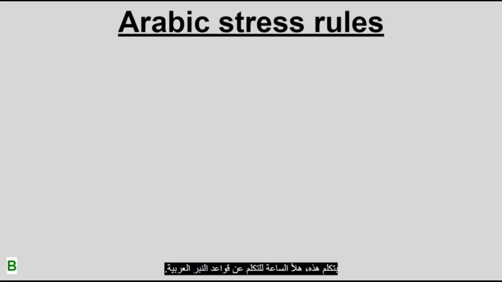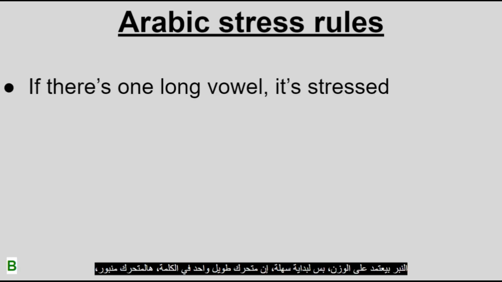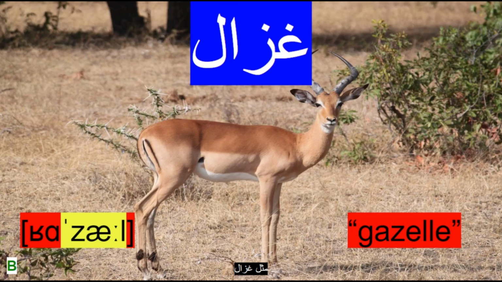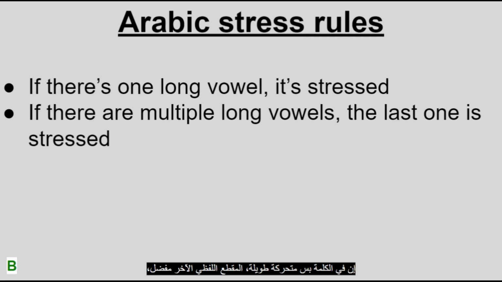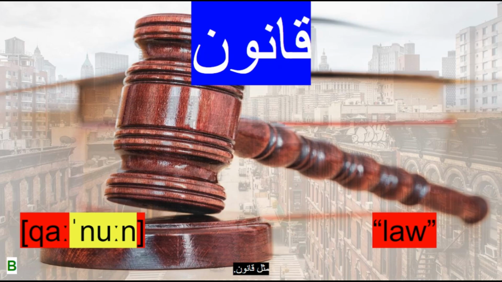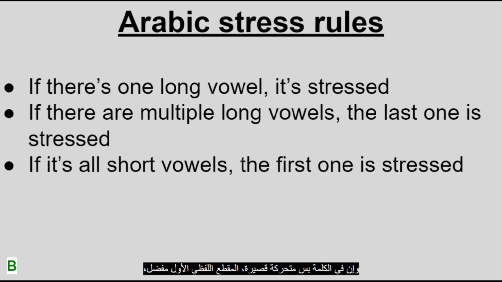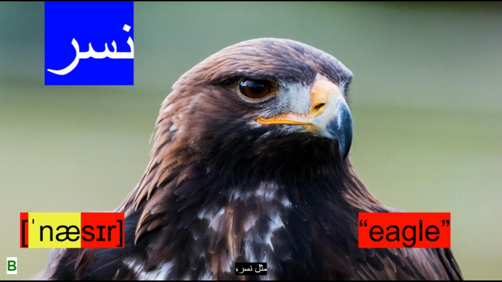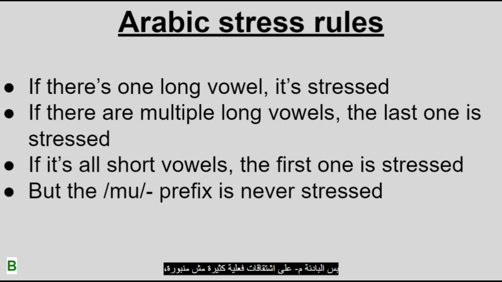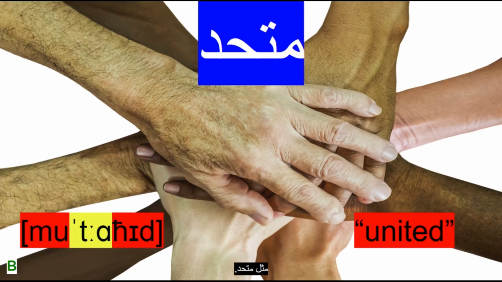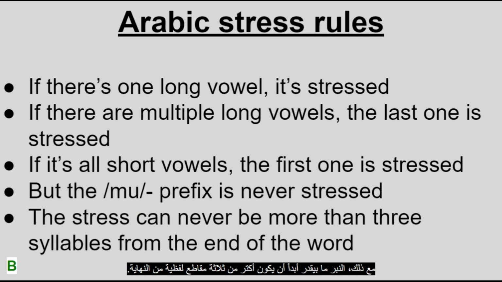Speaking of which, time to talk about Arabic stress rules. The stress depends on the pattern, but to start easy, if there's one long vowel in the word, that vowel is stressed, like in ghazal and shakhna. If the word has only long vowels, then the last syllable is preferred, like in qanoon. And if the word has only short vowels, then the first syllable is preferred, like in nasr, but the mu prefix on a lot of verbal derivations doesn't get stressed, like muttakhad. However, the stress can never go more than 3 syllables from the end.